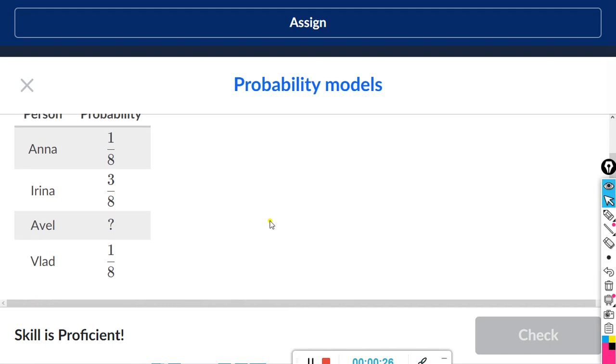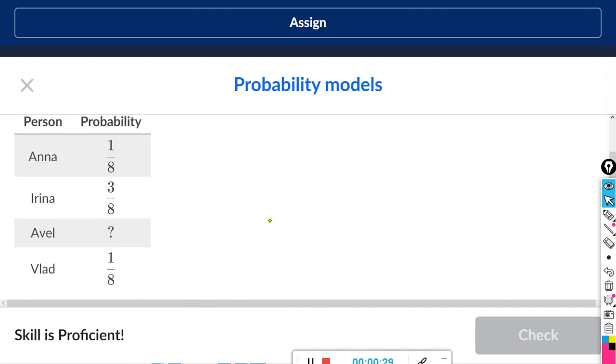Okay, so basically, one person has to be driving. So the sum of these fractions has to be 100%. And of course, in terms of a decimal, 100%, when you move the decimal over two places, is just 1. So the sum of these fractions has to be 1 because someone has to be driving. So let's add them up.